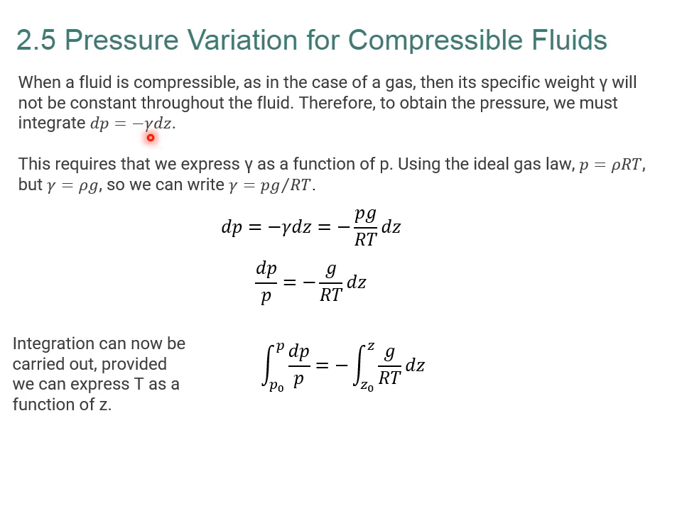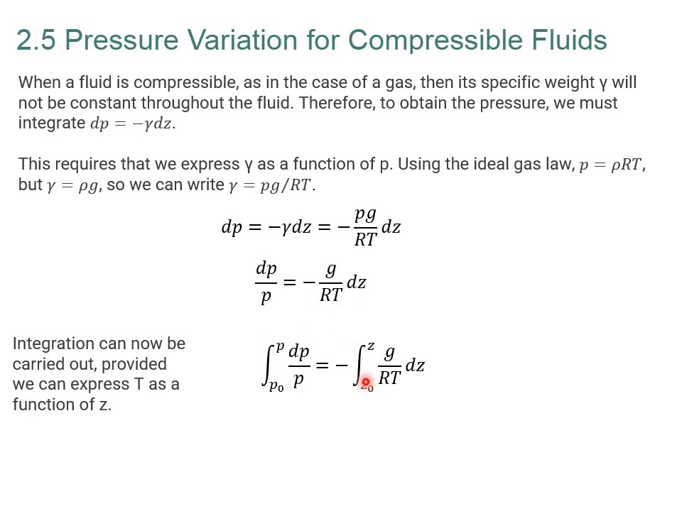So, for an ideal gas, it's pretty simple. We have pressure equals rho RT, so we can plug that in and solve for gamma. Gamma is rho times g, so we can plug in for the rho term. Rho is P over RT. We can plug that in for gamma, and then finally solve the equation, integrate. So we divide both sides by P, and we get g over RT, which is a constant.